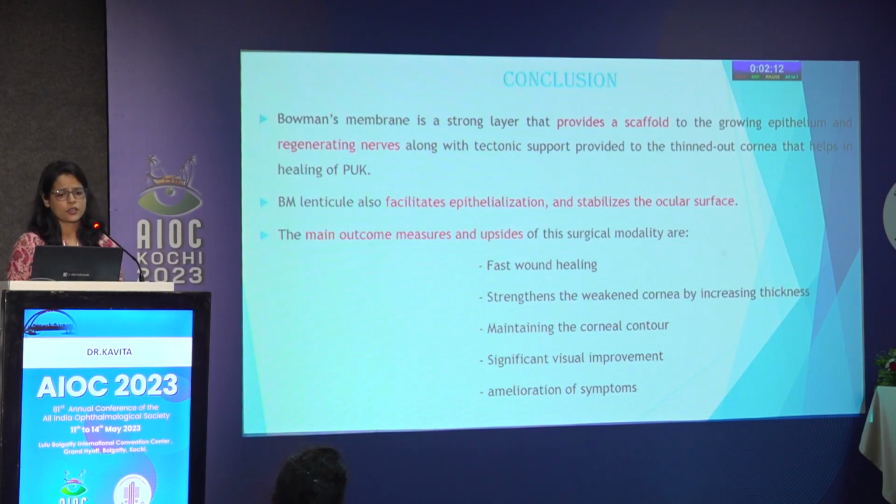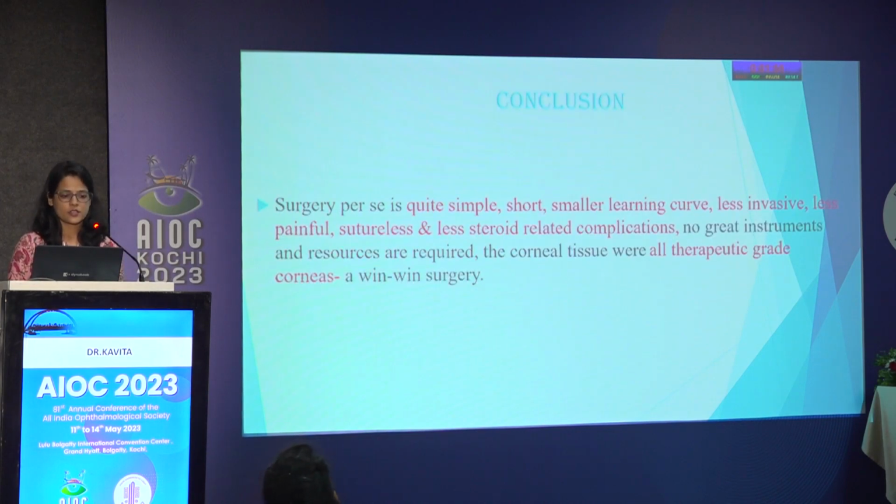Bowman's membrane is a strong layer that provides a scaffold for growing epithelium and regenerating nerves. It also facilitates epithelialization and stabilizes the ocular surface. The main outcome measures and upsides of this surgical modality are fast wound healing, strengthening the weakened cornea by increasing thickness, maintaining the corneal contour, significant visual improvement, and amelioration of symptoms. Surgery per se is quite simple, short, with a smaller learning curve, less invasive, less painful, sutureless, with fewer suture-related complications, and all therapeutic grade corneas are usable.